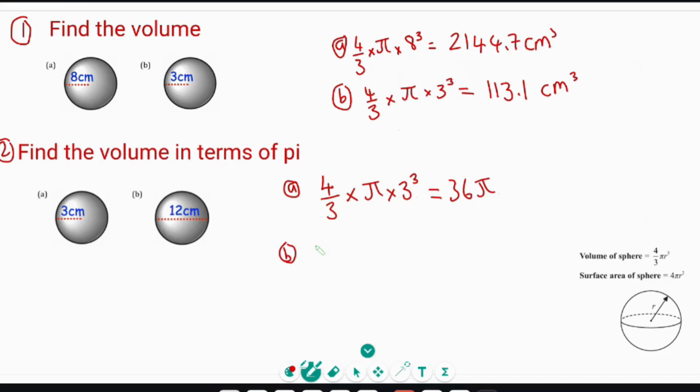Part B, just don't forget you need the radius, not the diameter. Radius is 6, half the diameter. So 4/3 times 6 cubed, 288 pi.